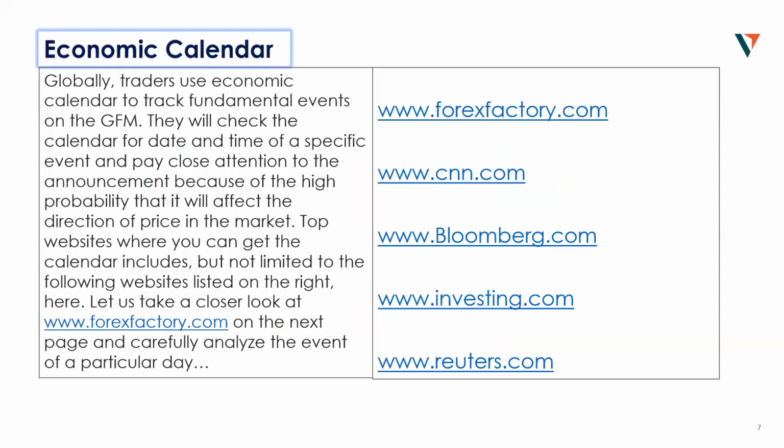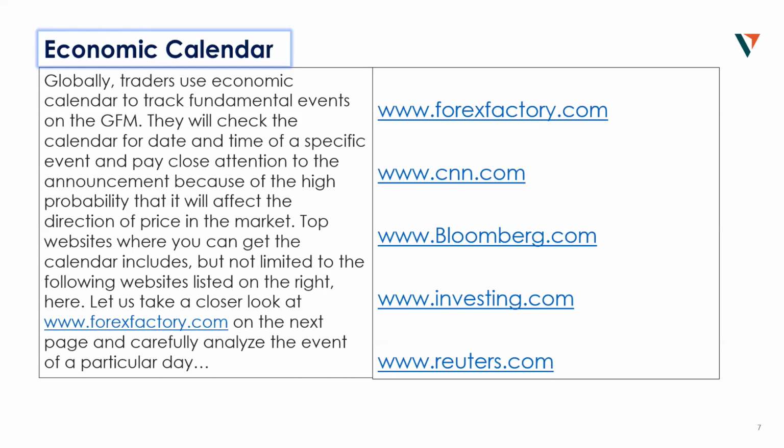So we have what we call the economic calendar. The economic calendar is basically a calendar that lists all the fundamental events that are going to affect the market, the economic events that will affect different economies in different countries, and consequently, the currencies of those countries, right?